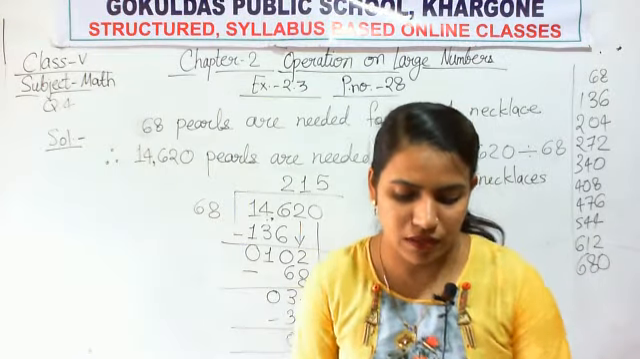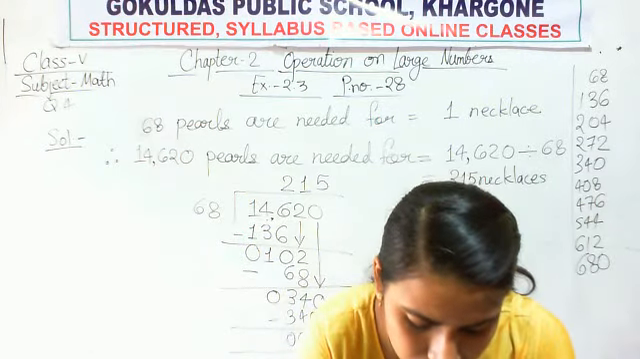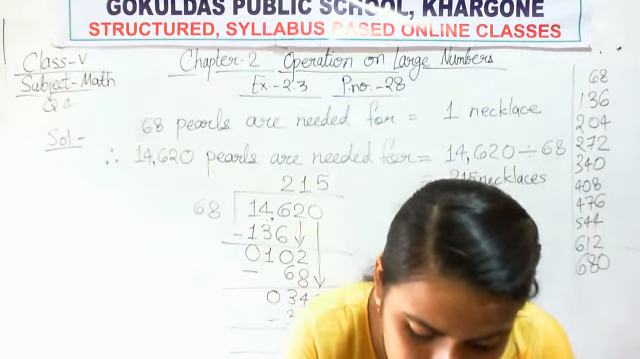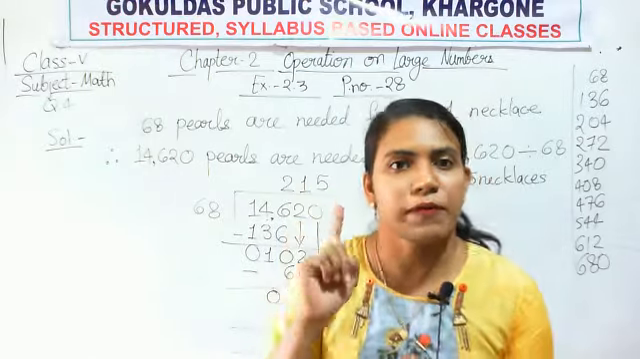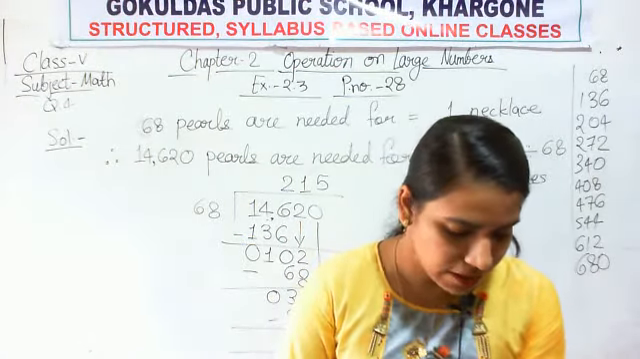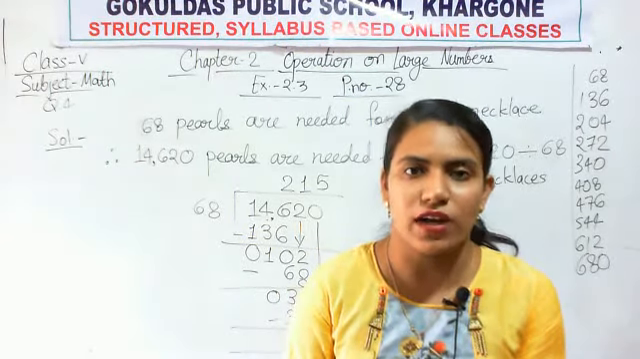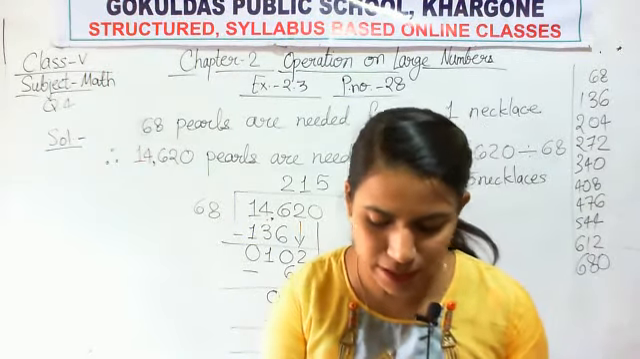Now what is your homework part? Question number 4, parts B, C, D and E from question 1 are your homework, and word problem question number 3 is your homework. Our today's lecture is over here.